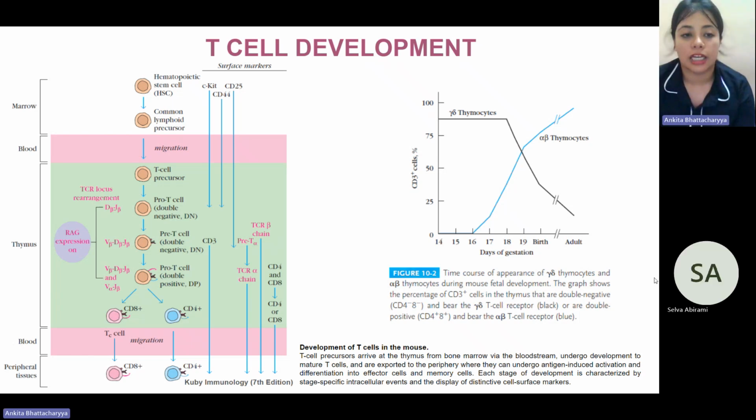There has been attachment of the beta region to the D beta J beta region, and that leads to the formation of the double negative form or the double negative variant of this stem cell. Following this, there is attachment with the alpha chain.